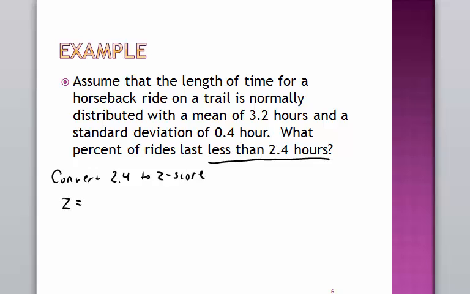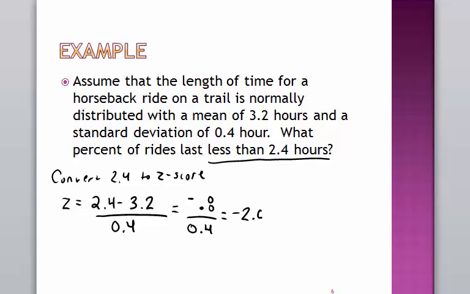And by now we should be getting good at this formula. We're going to plug the 2.4 in first, subtract the mean of 3.2, and divide by the standard deviation of 0.4. So on the top, when we subtract those two numbers, we're going to have a negative 0.8. And on the bottom, we have our 0.4, which is going to give me negative 2. And I'm going to go ahead and say negative 2.00 so that we can look it up a little easier in the table in just a minute.